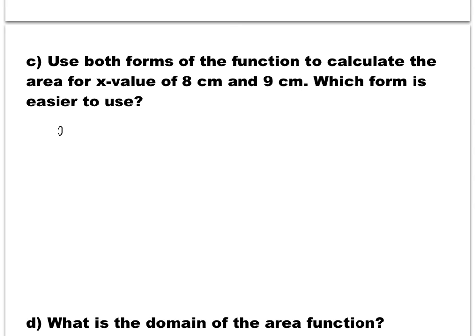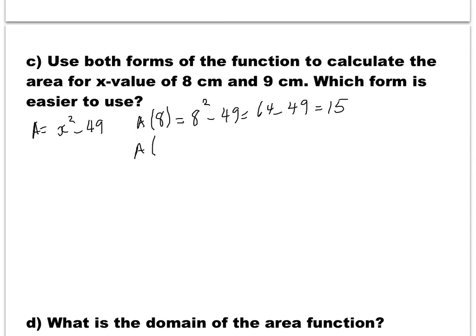The first form was x squared minus 49. Let's call it a. Now a when x is 8, which I write as a of 8, is equal to 8 squared minus 49, which is 64 minus 49, which is going to give you 15. And a of 9 is 9 squared minus 49, which is 81 minus 49, which is going to give you 32.